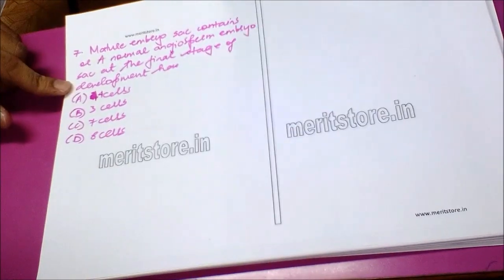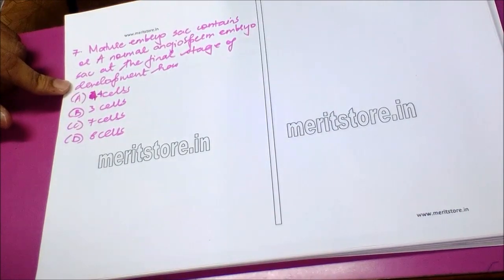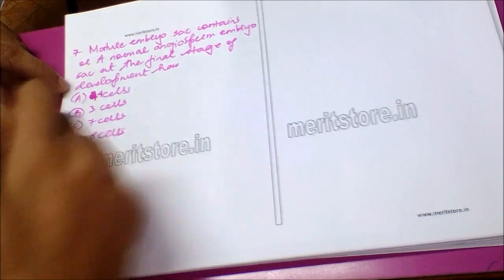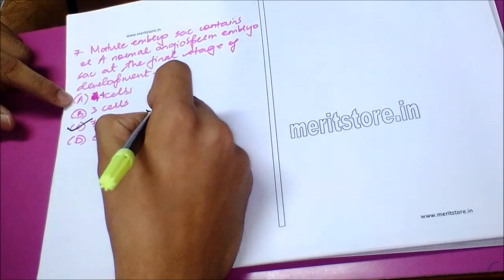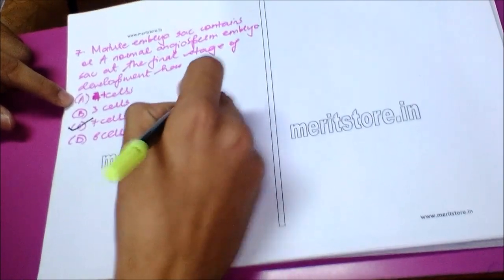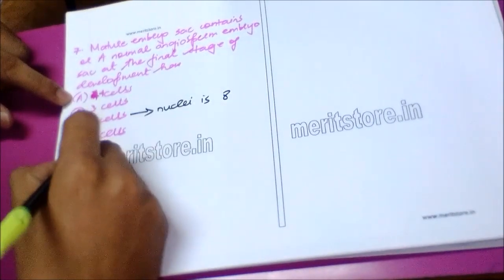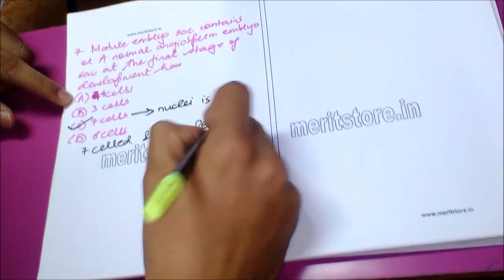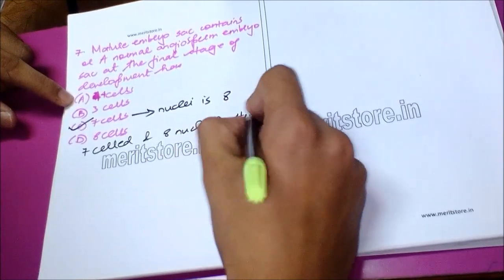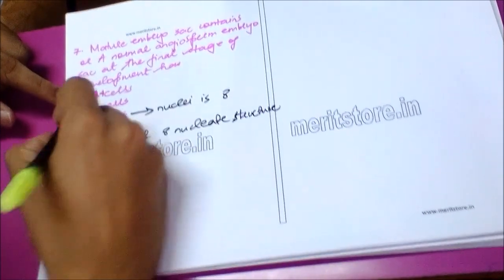A mature embryo sac, or a normal angiospermic embryo sac at the final stage of development, has option A, 4 cells, option B, 3 cells, option C, 7 cells, and option D, 8 cells. The answer to this question is quite straightforward, which is 7 cells, but it is to be remembered that the number of nuclei is 8. Thus the embryo sac is a 7 cell and an 8 nucleate structure. So the answer is option C.